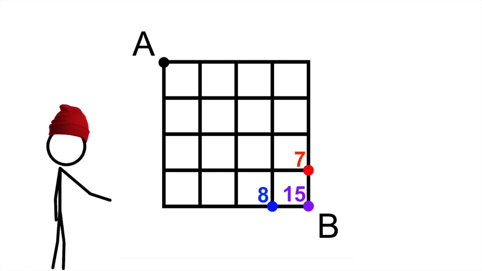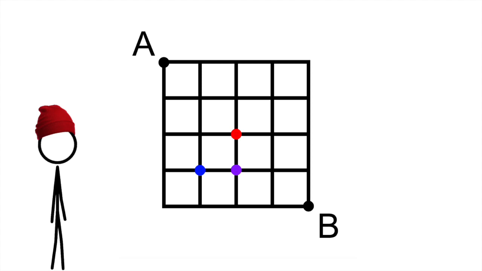Okay, so the ways to get to B is exactly the number of ways to get to the red point above it, plus the number of ways to get to the blue point on the left of it. Okay, but now here's the trick. Ready? This doesn't just only apply to B. It actually applies to every single point in the entire grid. Look, we can pick any random point. I don't know, say this purple one.